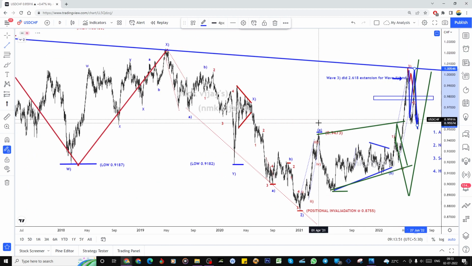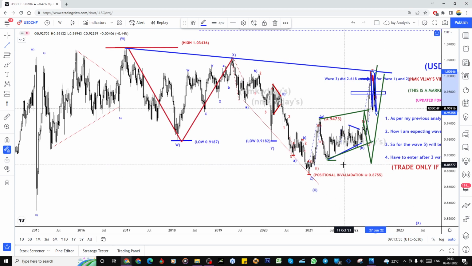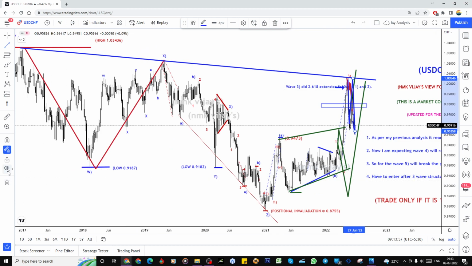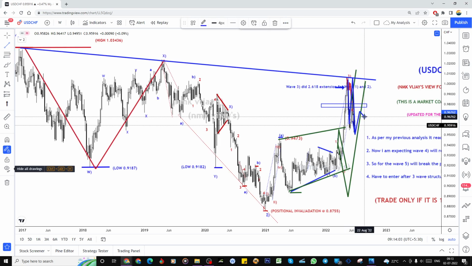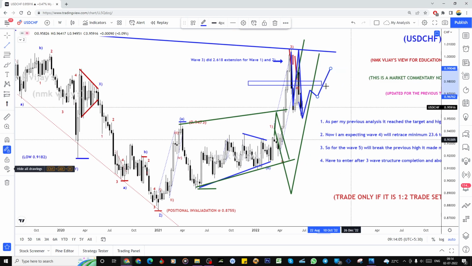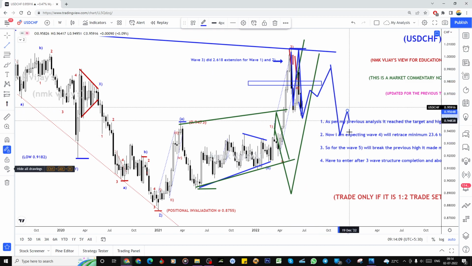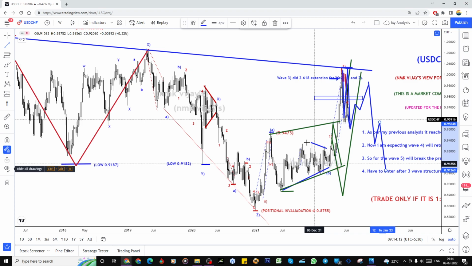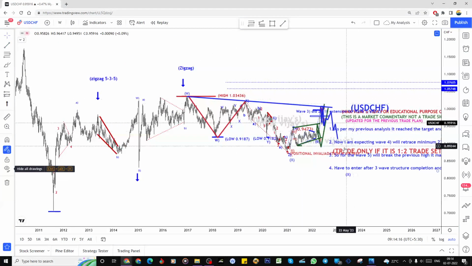So in USD CHF, there is no trade for me, because here it is looking like a three-wave structure, and one more three-wave structure has already completed. Now I am waiting for this three-wave structure, making this as a stop loss. I will take a sell for the target of here. So this will become a flat correction. Whatever it is doing here, I'm not so sure what it is doing.